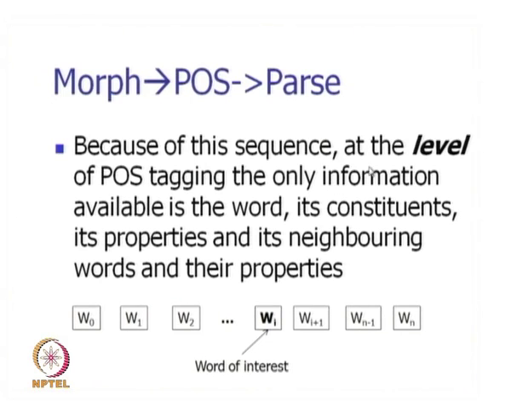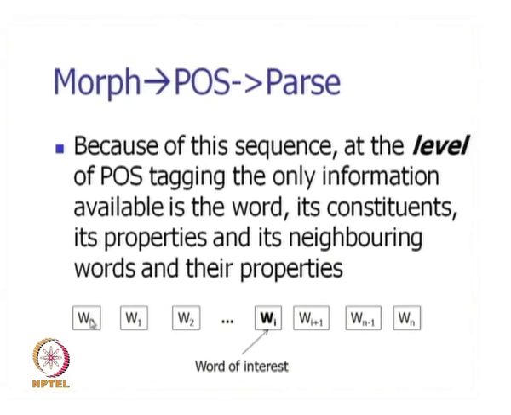Because of this sequence, at the level of part of speech tagging, the only information available is the word. I emphasize again, the only information available is the word, its constituents, that means its suffixes and the morphemes, its lexical properties, and its neighboring words and their properties. So, this picture shows what we mean by context and the word properties.